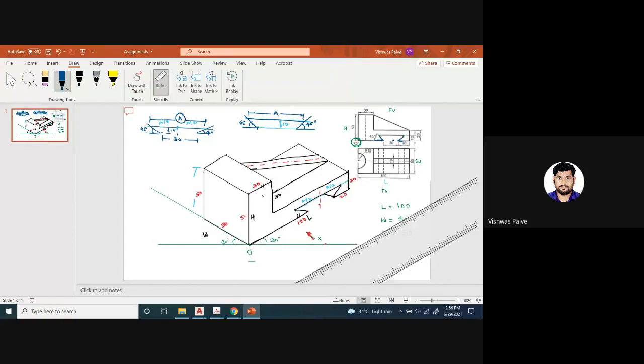Are you getting it? Yes, sir. Okay, and this horizontal distance is how much? 30 millimeter. Now you can locate its center. This will be A by 2. Here also it will be A by 2. So same distance you can transfer it here. Is that clear? Now same problem, I will solve it in AutoCAD.